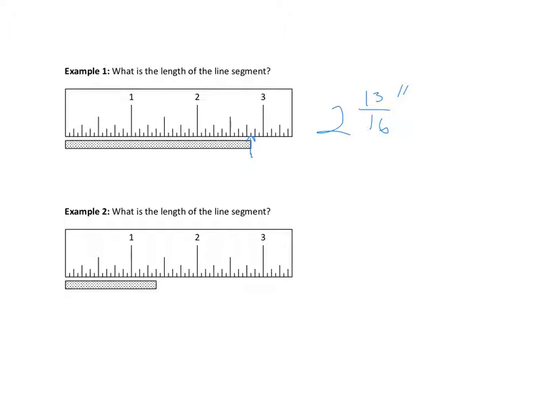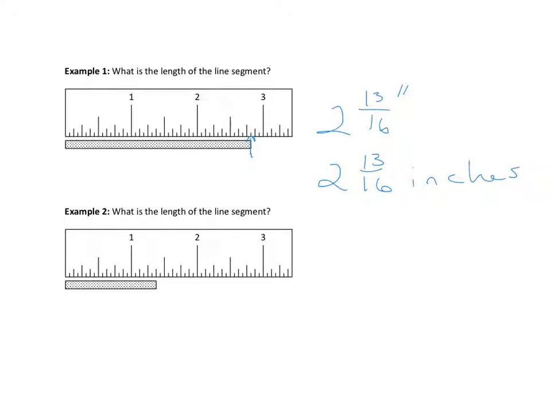Okay, notice that the short form for an inch is a quotation mark, two little apostrophes. You could also write 2 and 13/16 inches. Okay, you can write out the word or use the short form. Either one is correct, but it is important that you always include the units for every measurement that you do.